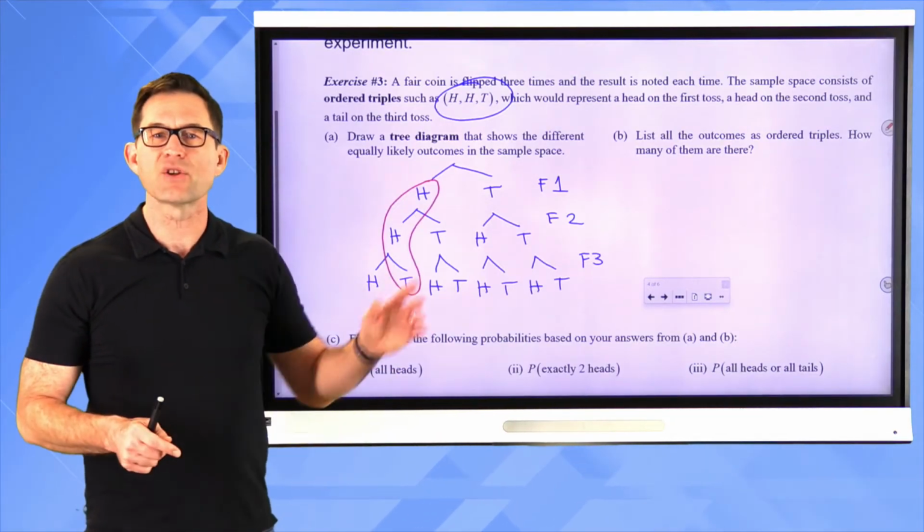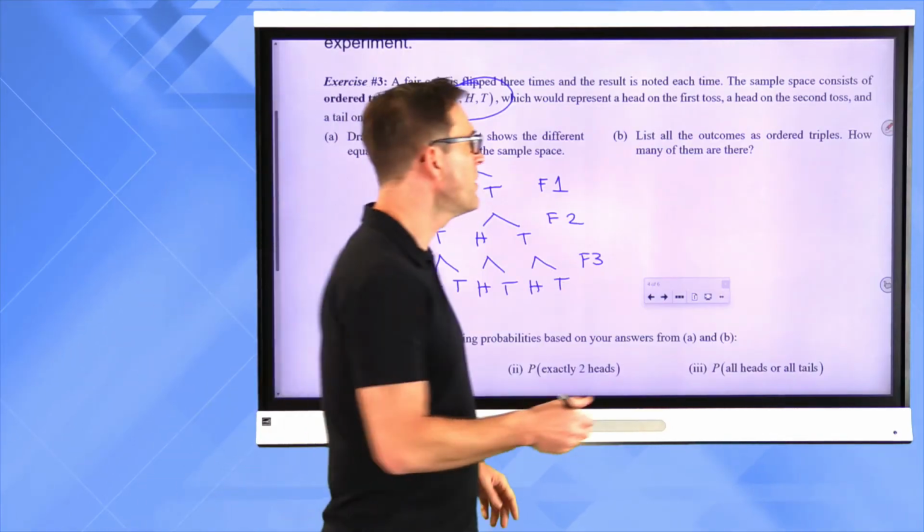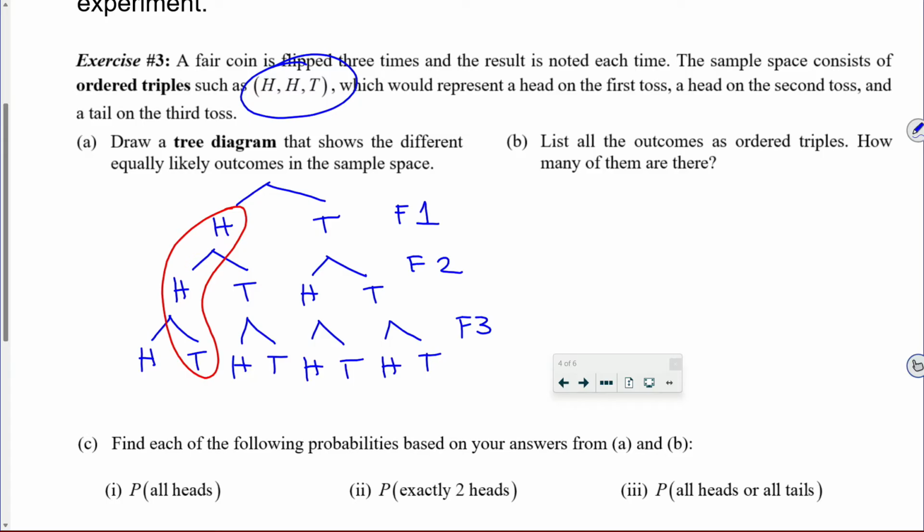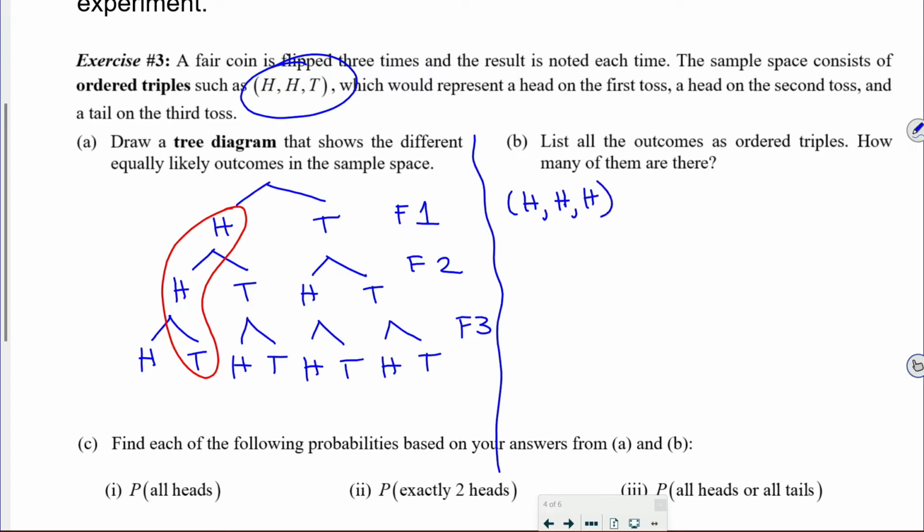So let's actually list all of these things out. It's a little bit of a pain, but we can be very systematic about it. So here we go. I could have gotten a head on the first one, a head on the second one, and a head on the third one. Or a head on the first, a head on the second, and a tail on the third. Or a head on the first, a tail on the second, and a head on the third. And then a head on the first, a tail on the second, and a tail on the third.